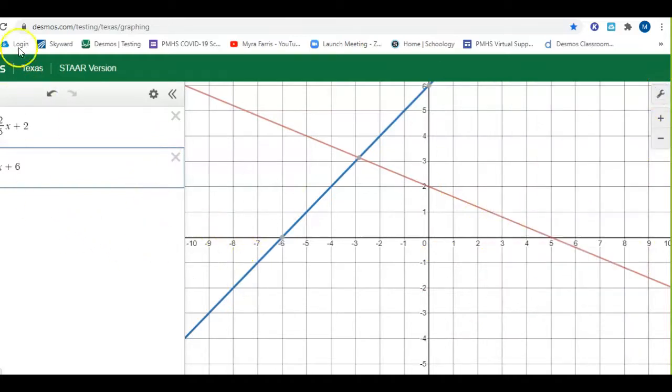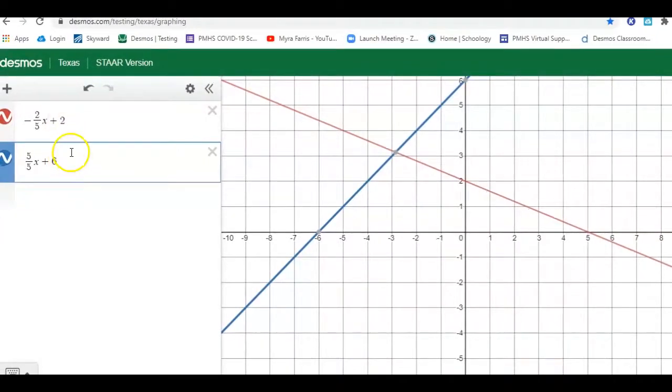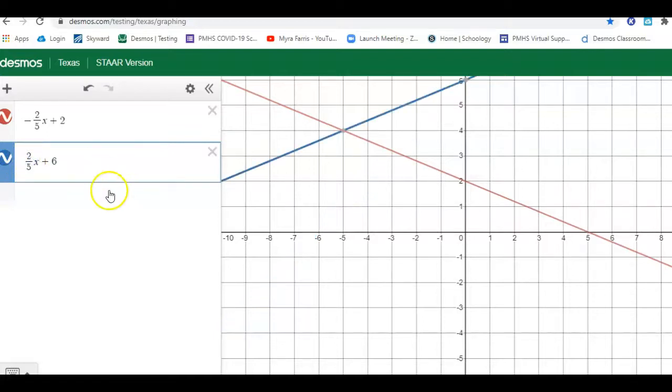And so, now I need to go back over to my equations because I don't have the right answer. Do you know why I don't have the right answer? Did I type my equations in correctly? This was the equation that I wanted to type in. So I wanted to type in -2 over 5x plus 2 and positive 2 over 5x plus 6. So I need to double check when I type my answers in to make sure I've typed them in correctly. If you type them in incorrectly, you'll get an incorrect answer.